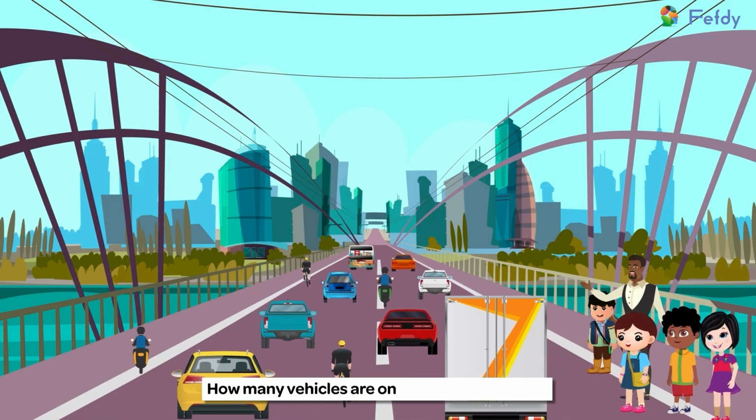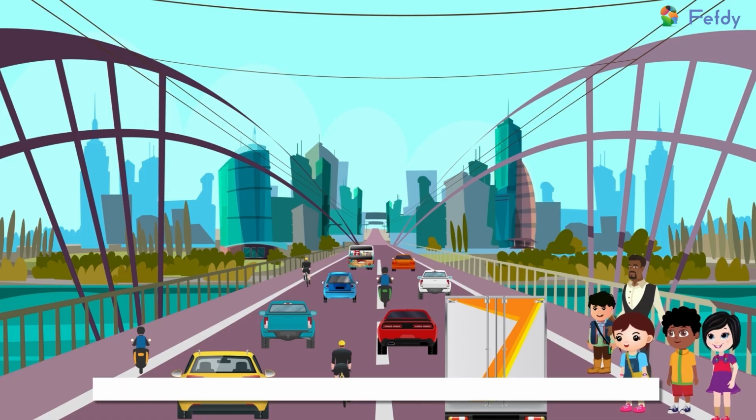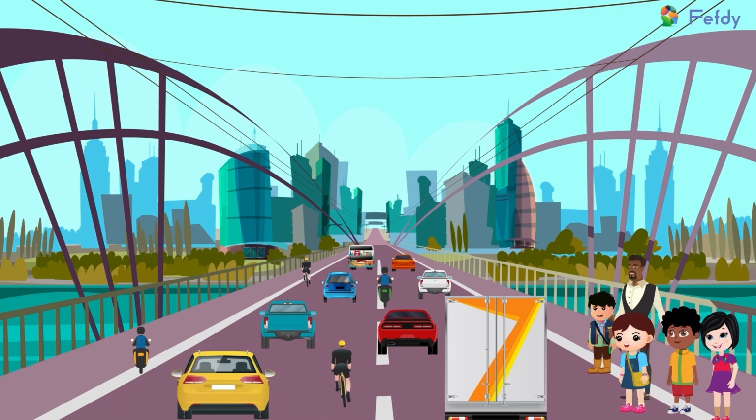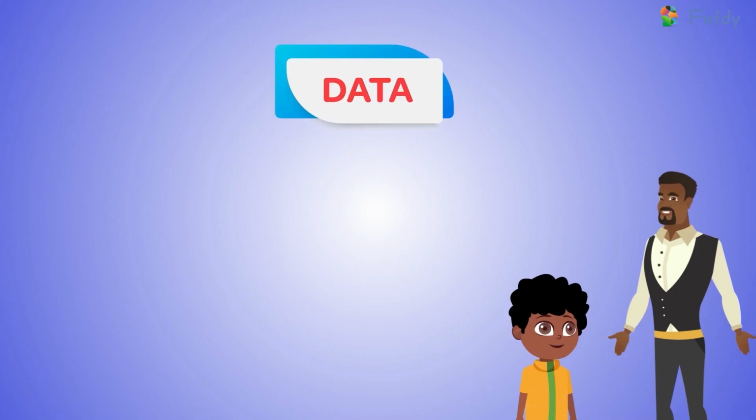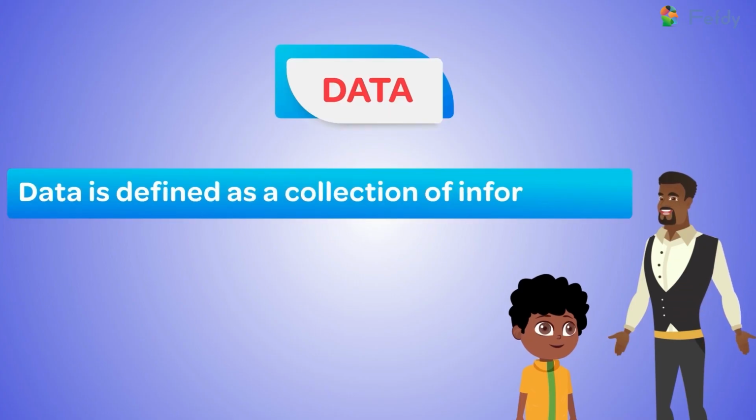How many vehicles are on the road, Danush? There are many vehicles, Uncle. Yes, Danush. Here, the data represents the number of vehicles on the road. Data is defined as a collection of information.